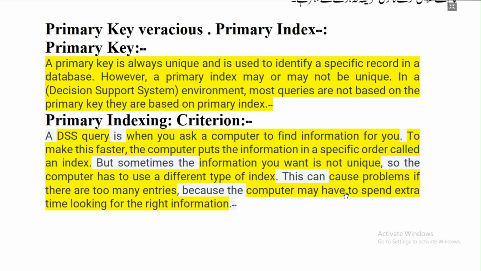A DSS query is when you ask a computer to find information for you. To make this faster, the computer puts the information in a specific order called an index. But sometimes the information you want is not unique, so the computer has to use a different type of index. This can cause problems if there are too many entries, because the computer may have to spend extra time looking for the right information.